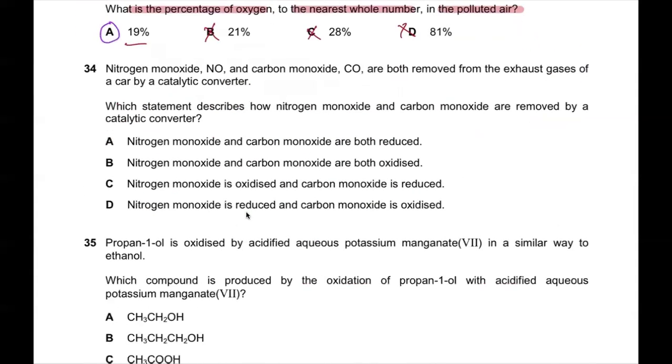Now, MCQ number 34. Nitrogen monoxide and carbon monoxide both are removed from the exhaust gases of a car by a catalytic converter. Which statement describes how nitrogen monoxide and carbon monoxide are removed by the catalytic converter? If you recall, it's about oxidation and reduction. When this reaction occurs, carbon monoxide and nitrogen monoxide react to form carbon dioxide and nitrogen. Carbon monoxide is oxidized, and nitrogen monoxide is reduced, right?